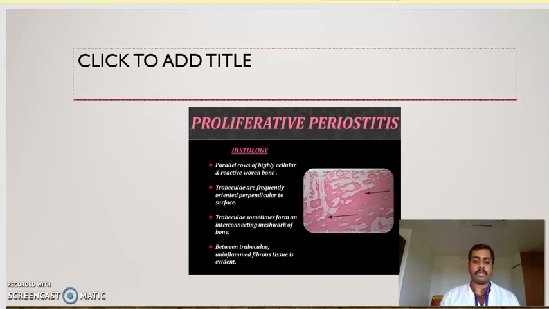Proliferative periostitis, the histologic features: parallel rows of highly cellular and reactive woven bone. Trabeculae are frequently oriented perpendicular to the surface. Trabeculae sometimes form an interconnecting meshwork of bone. Between trabeculae, uninflamed fibrous tissue is evident.